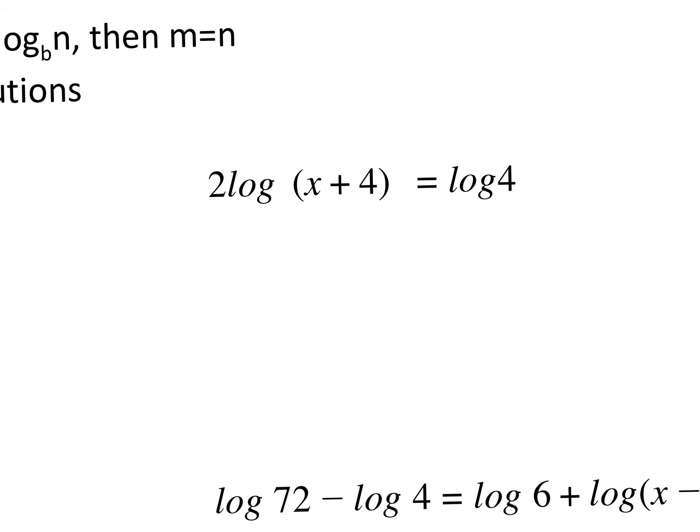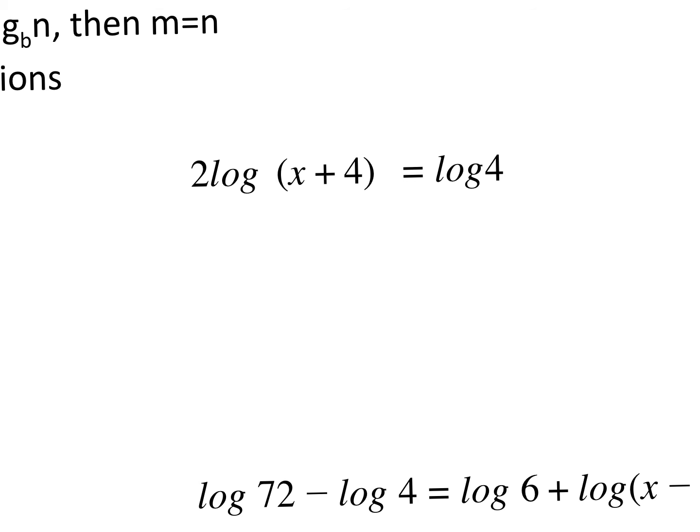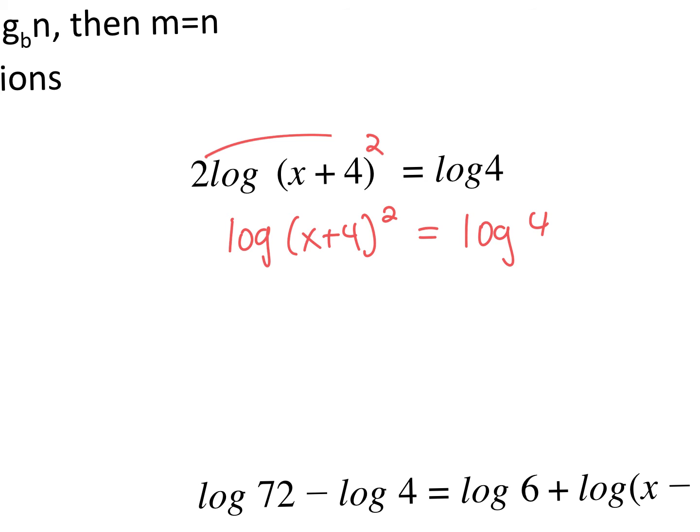Okay, here we go. Do we have one log on each side with the same base? Yes, it's base 10, it's just not written. But do we have anything written there that's not supposed to be where it is? That 2 can't be in the front. We need log equals log. We can't have numbers in the front. If there's a number in the front, it goes on the back. So this is the same thing as log of (x plus 4) squared equals log of 4.